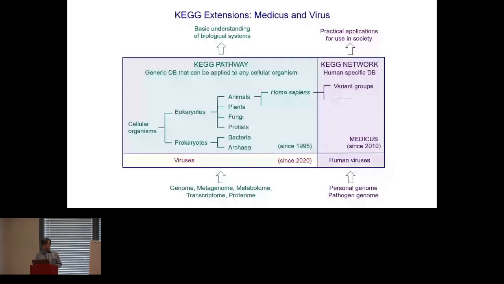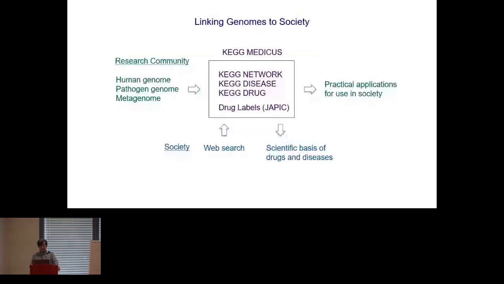There are many factors that can perturb human systems: human gene variants, both germline and somatic, or viruses and other pathogens, or the gut microbiome, and carcinogens and many other environmental factors. So with this view, we developed this KEGG Medicus database, or category of the KEGG database.